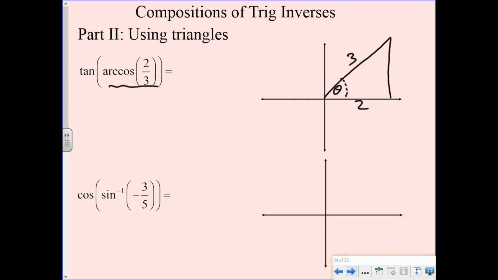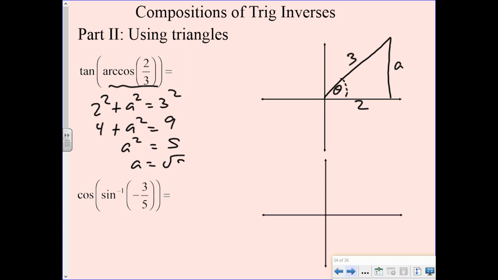So from here, now I can do the Pythagorean theorem. So I'm going to call this A, for lack of a better term. So I can set up my Pythagorean theorem, 2 squared plus A squared equals 3 squared. Subtract 4 from both sides. So A is equal to √5. And now it's a matter of finding the tangent.